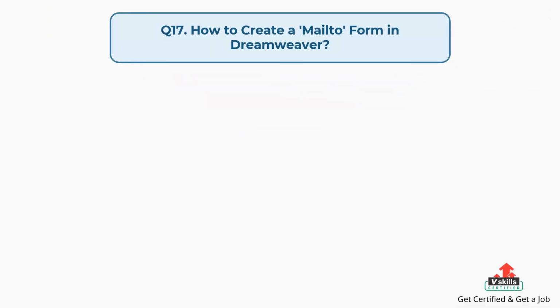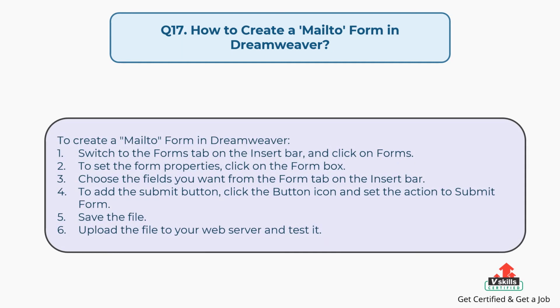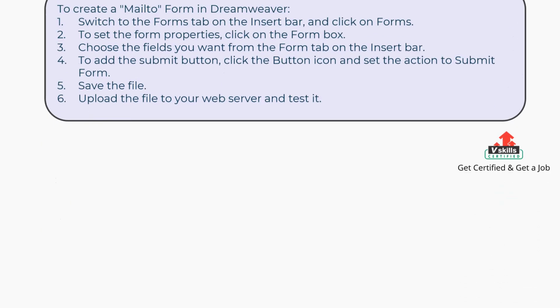Question number 17. How to create a mail-to form in Dreamweaver? The answer is, to create a mail-to form in Dreamweaver, switch to the Forms tab on the Insert bar, and click on Forms. To set the form properties, click on the Form box. Choose the fields you want from the Form tab on the Insert bar. To add the Submit button, click the button icon and set the action to Submit Form. And save the file. Then, upload the file to your web server and test it.